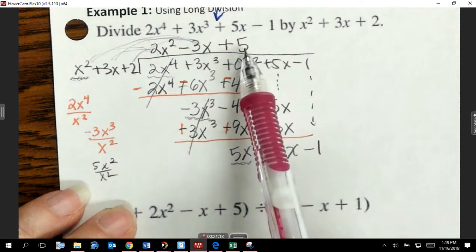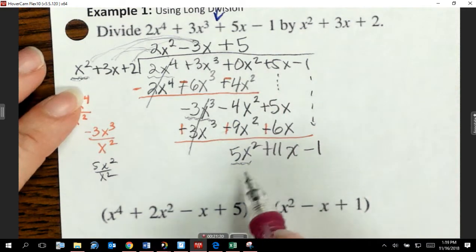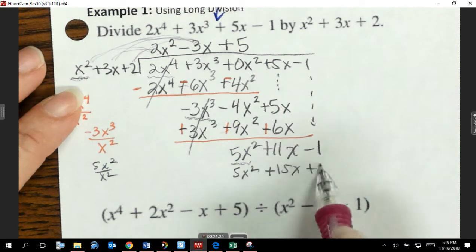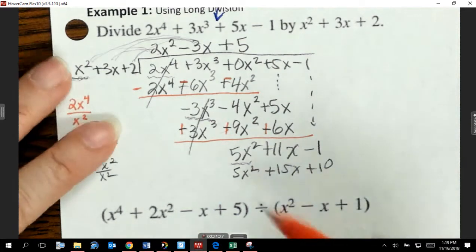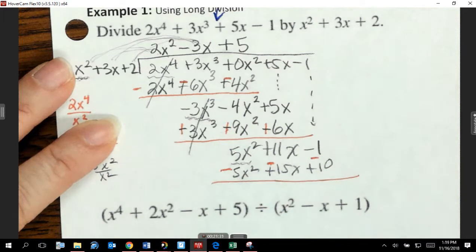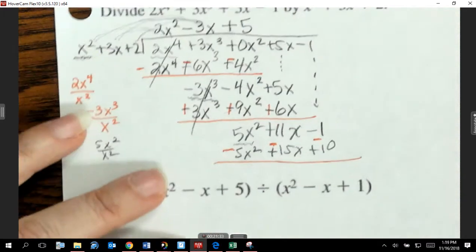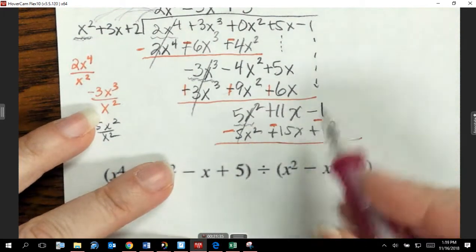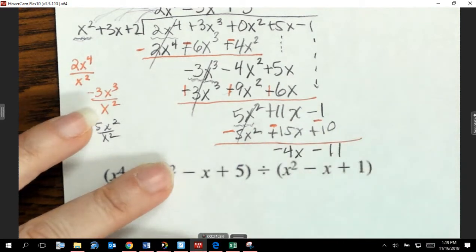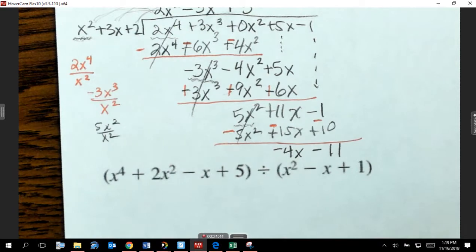Now multiply. So I'm going to distribute that 5 to all three terms: 5x squared plus 15x plus 10. Subtract. Draw the line. Change the signs. We get negative 4x minus 11. What's my next step?